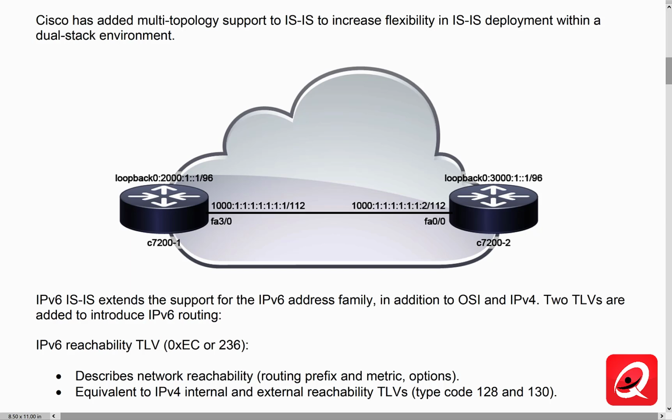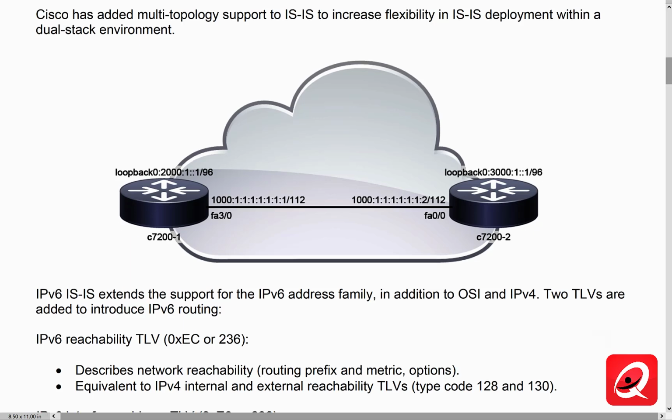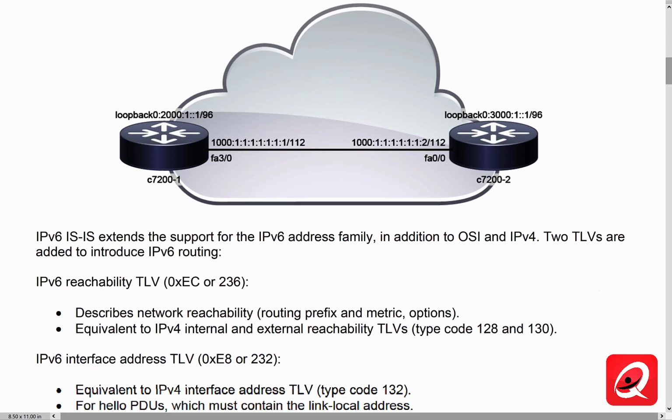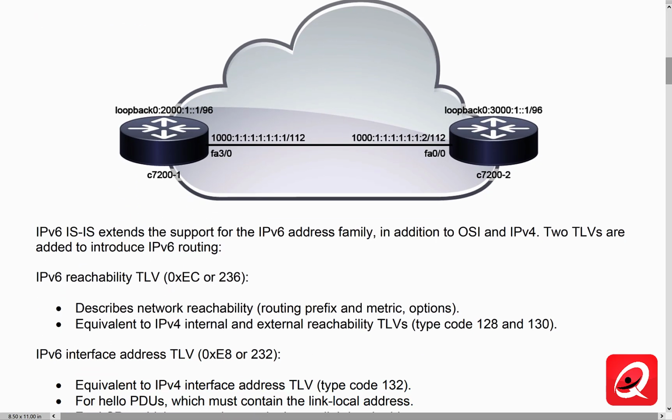Meaning what are the prefixes that are available, what are the metrics for those prefixes, and so on. Basically equivalent to an IPv4 internal or external reachability TLV in ISIS for IPv4, type code 128 and 130. Just think of a reachability TLV as basically like routing information. How can I get to this information?